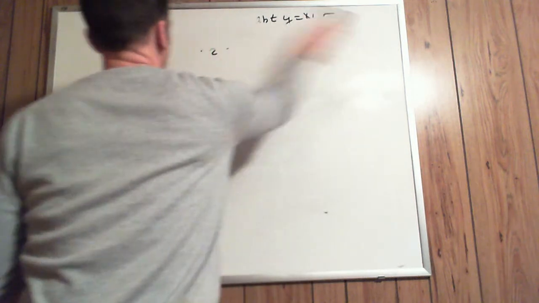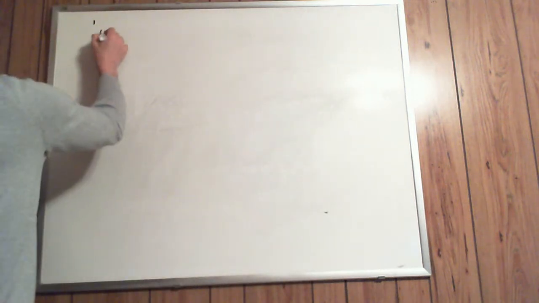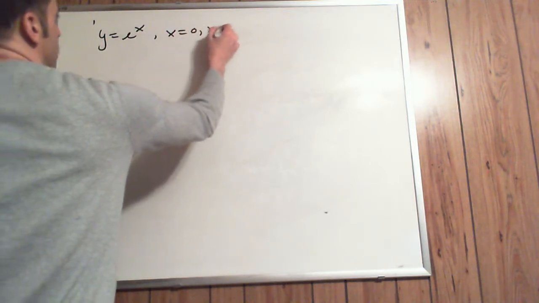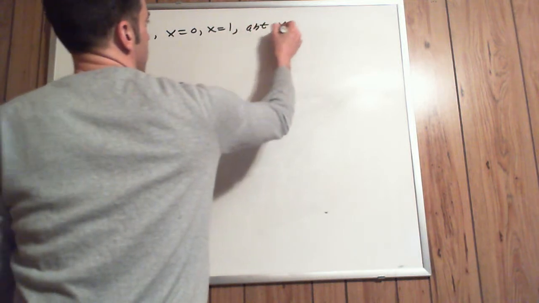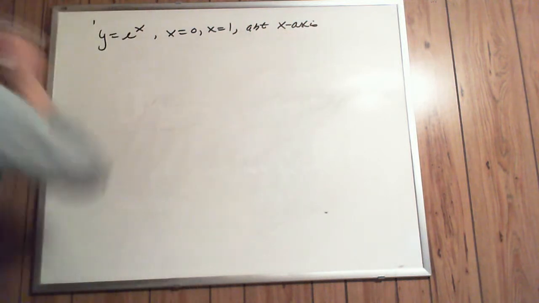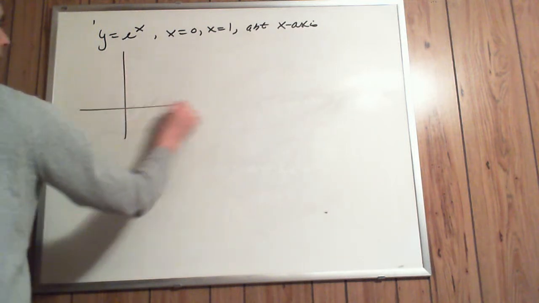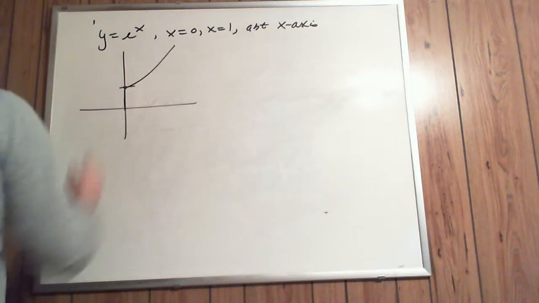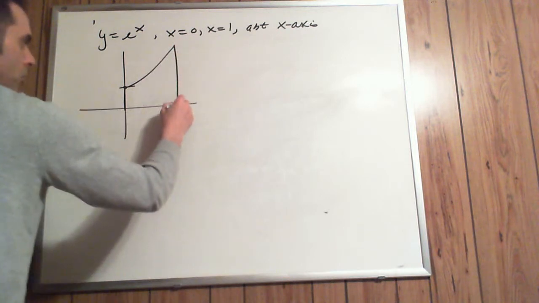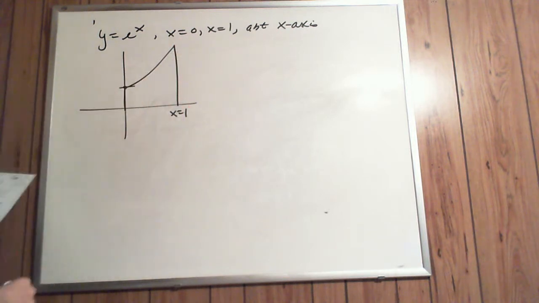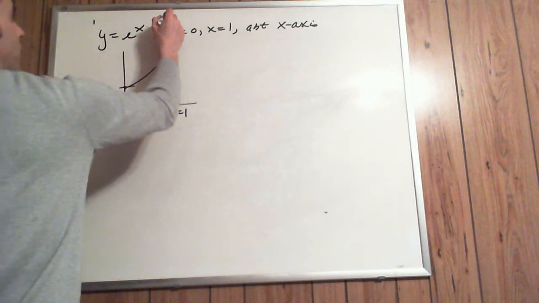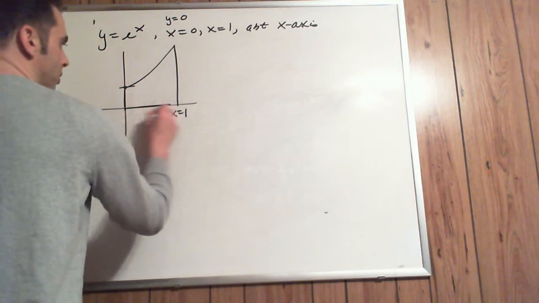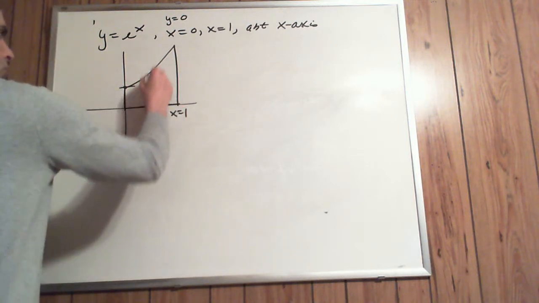Just so you see a variety of functions. So suppose we have y equals e to the x, x equals 0, x equals 1, and it's going to be about the x-axis. So y equals e to the x. When x is 0, y is 1. So this is x equals 0. This is x equals 1. And also, let's throw in there, which we do need, y equals 0. Y equals 0 is the x-axis, right here. This is the area. Draw your rectangle.